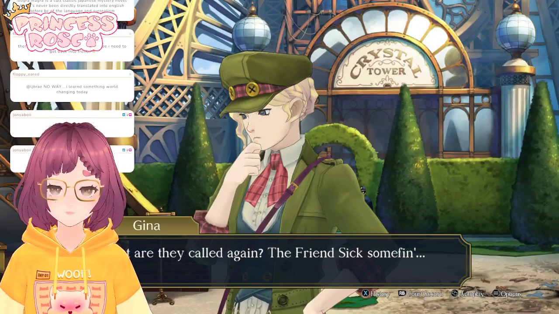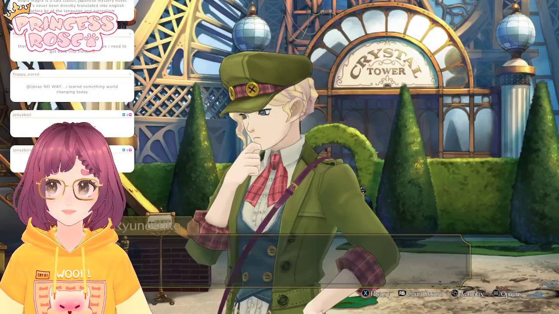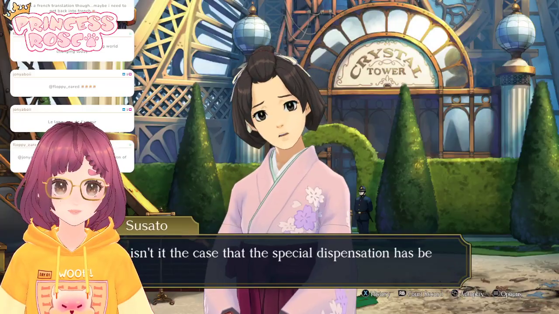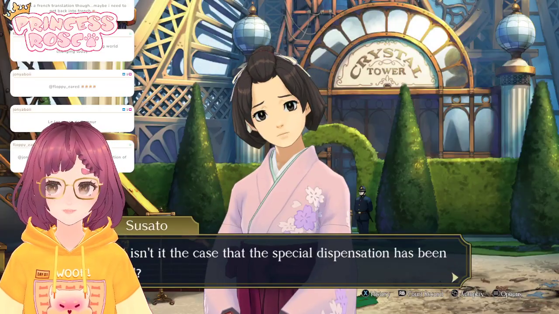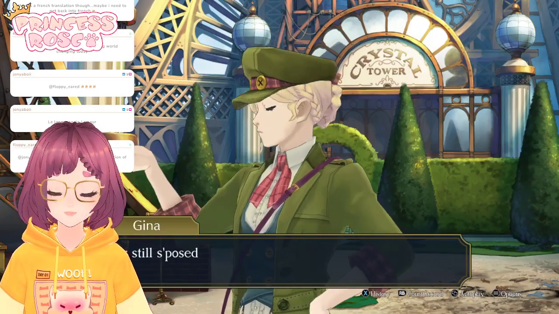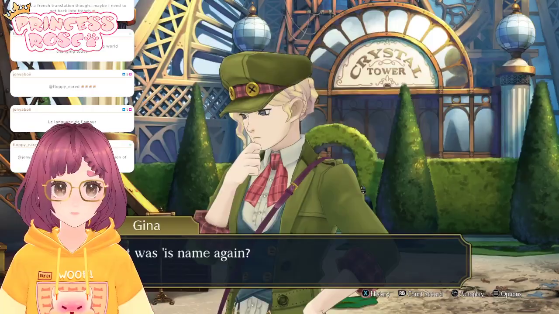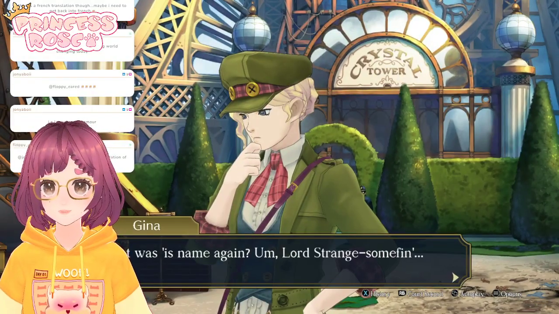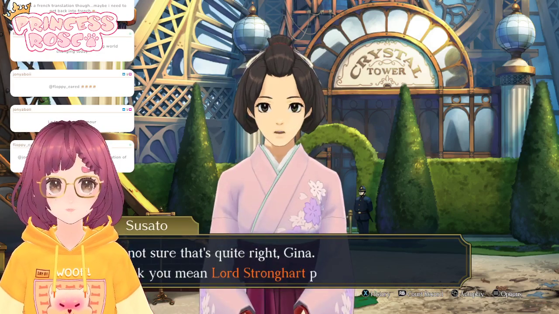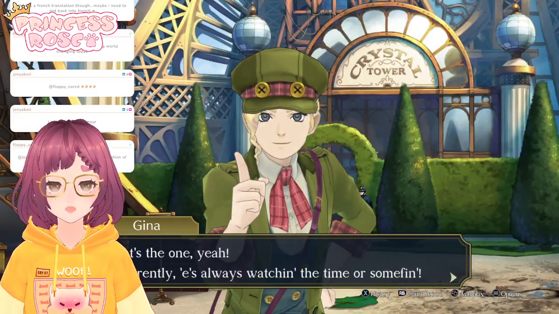What are they called again? The Forensic something? The Forensic Investigation Team? Is that what you were thinking of? That's the one, yeah. But isn't the case that the special dispensation has been lifted? I think so. I don't really get it, to be truthful with you. You're still supposed to get permission from some bigwig or other as far as I know. What was his name again? Lord Strange something. I'm not sure that's quite right, Gina. I think you mean Lord Strongheart, perhaps. That's the one, yeah. Apparently he's always watching the time or something.